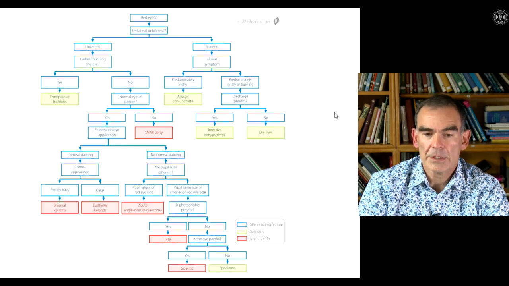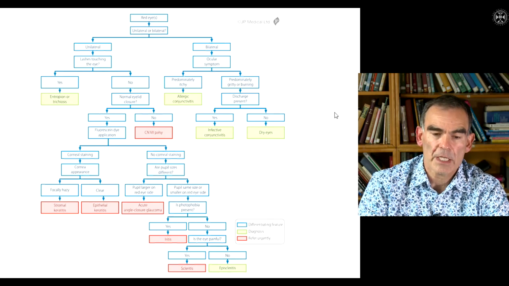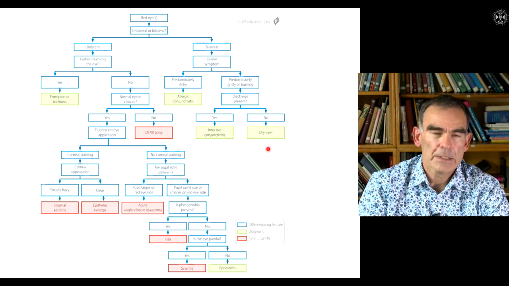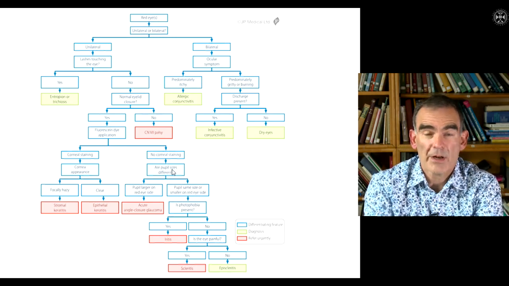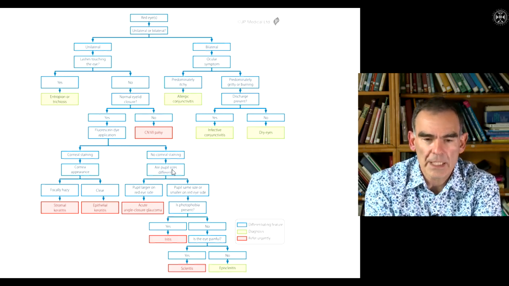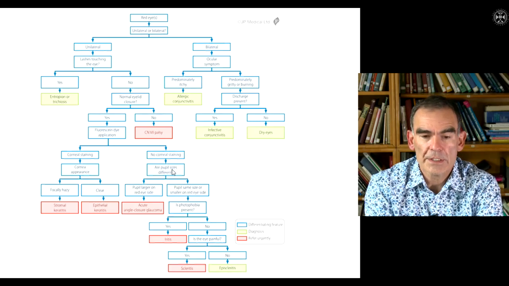Again, if the patient has bilateral red eyes, it's predominantly gritty or burning, and there's no discharge present, then the likely diagnosis is dry eyes. Again, it's a wee bit of a cheat having dry eyes in the red eye algorithm, because patients that have dry eyes, almost inevitably their eyes are either completely white, uninflamed, or only very slightly pink. The reason why we put it in was that almost universally patients that have significantly dry eyes will have, as their main complaint, gritty and burning eyes. So you can see those three diagnoses, allergic conjunctivitis, infectious conjunctivitis and dry eyes, they are always bilateral.